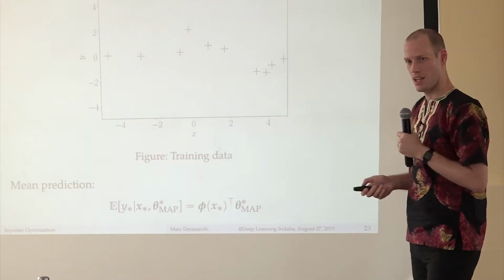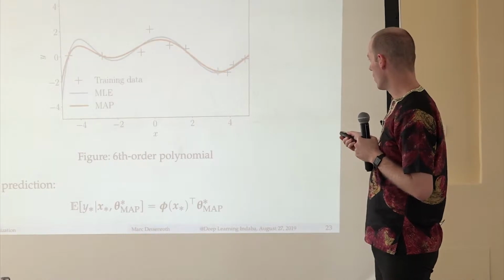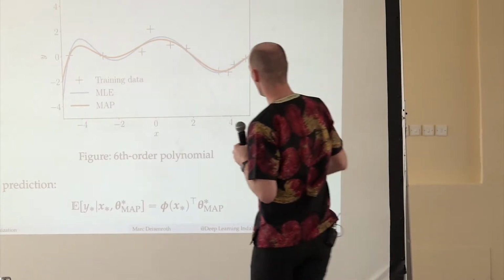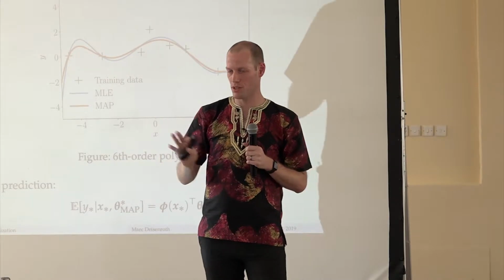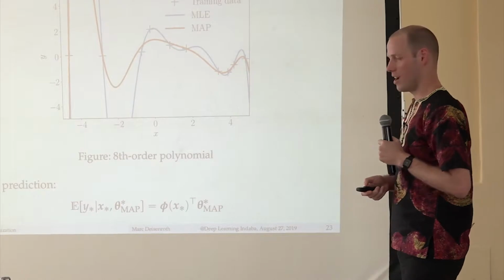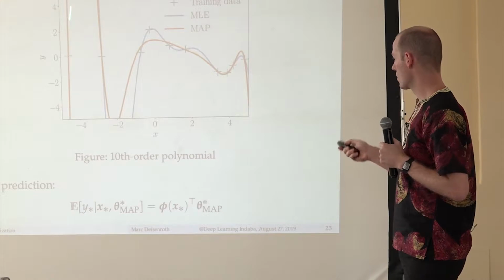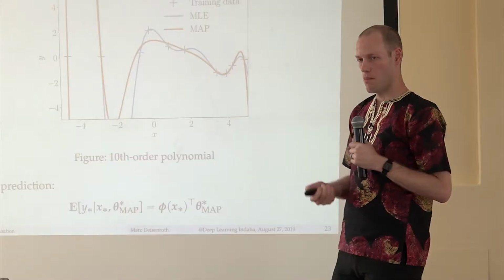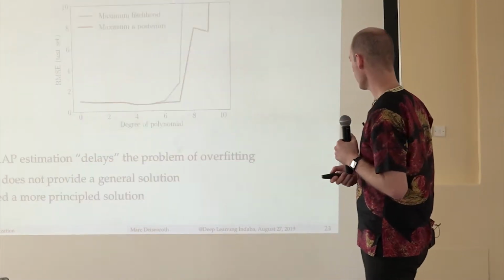The point I wanted to get from here is that if we draw the same polynomials and now draw a MAP estimate and the maximum likelihood estimate, you can see that these curves are a little bit smoother than the blue ones, which are the maximum likelihood estimates, but it doesn't really solve our problem. If we go to 8th order or 10th order polynomial, we still have problems here. It is smoother in some ways, but MAP estimation, or regularization in this case, doesn't really solve our problem.